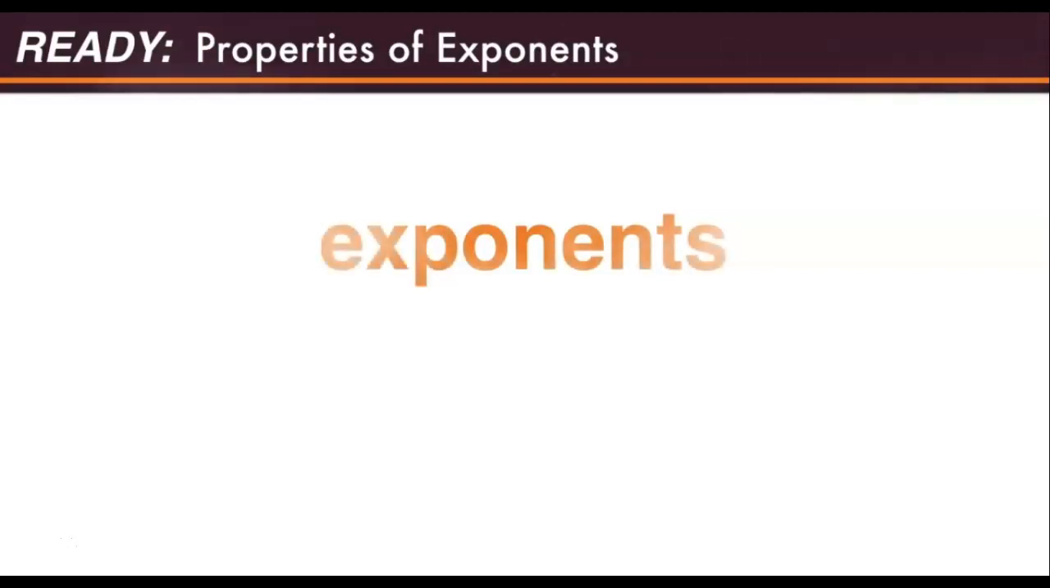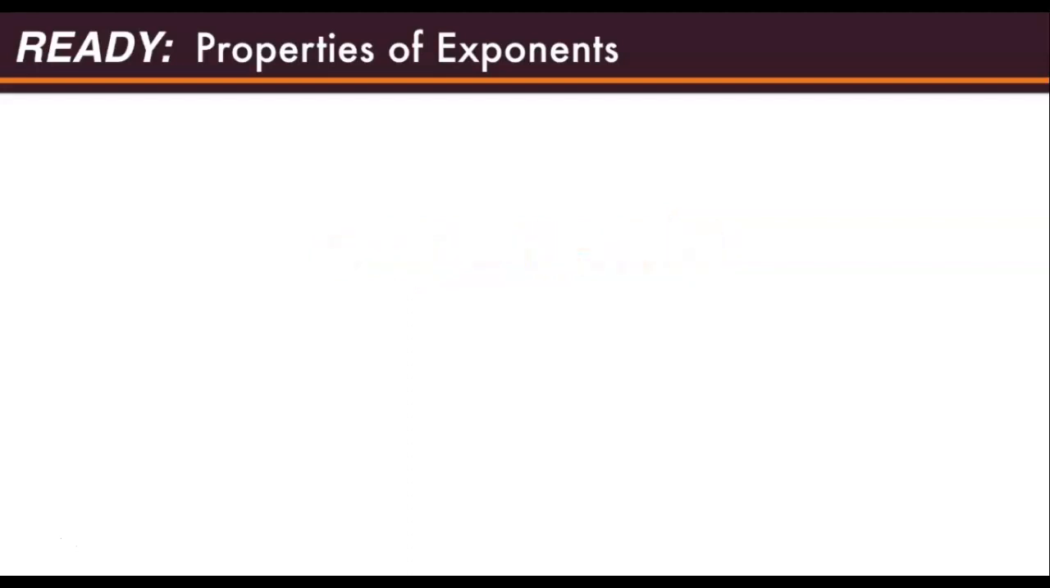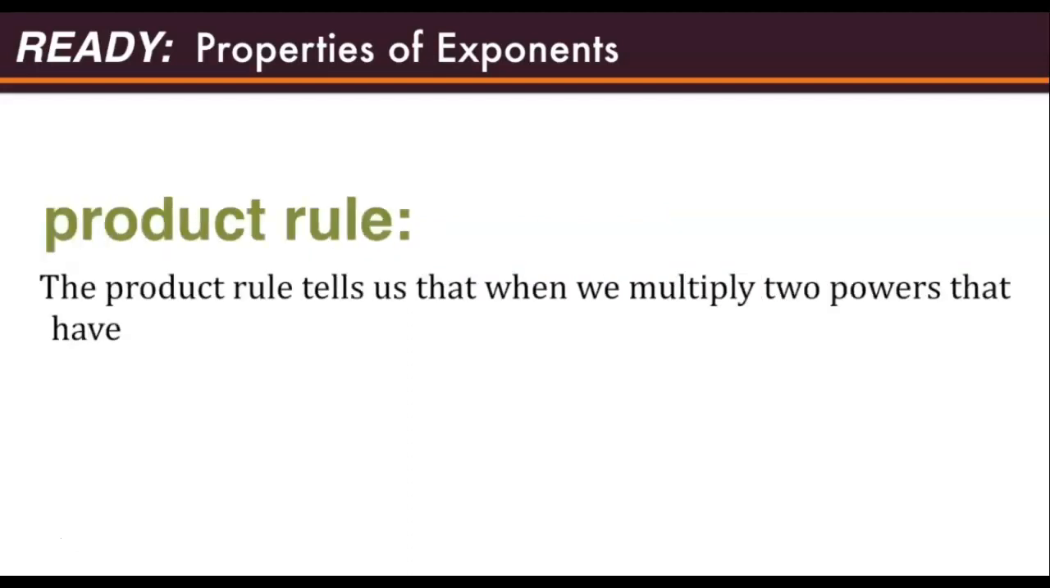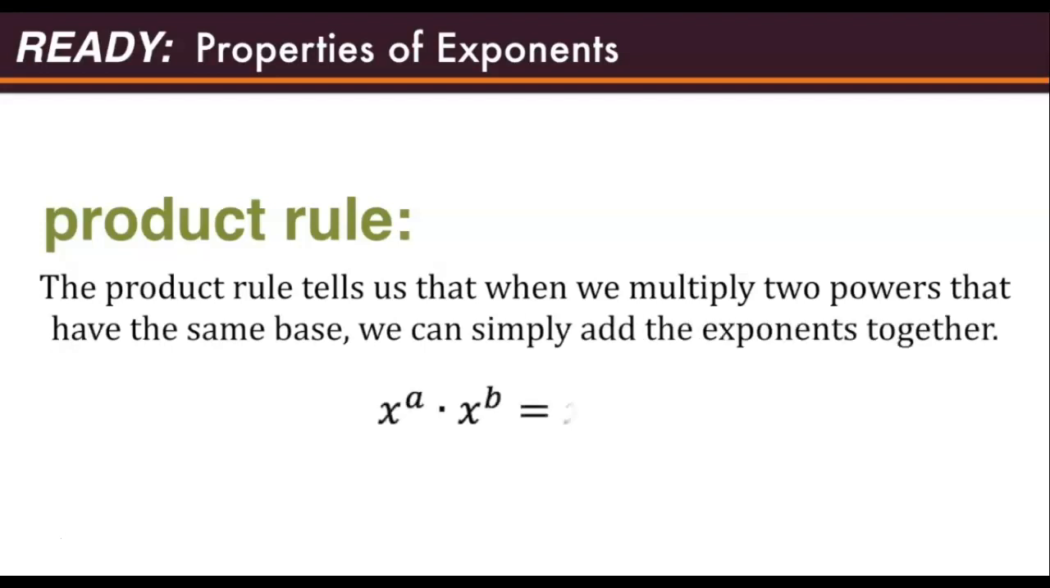You've learned about exponents and their properties in your previous math courses. In the previous Ready, Set, Go video, we reviewed both the product and quotient rules for simplifying exponential expressions. The product rule tells us that when we multiply two powers that have the same base, we can simply add the exponents together.